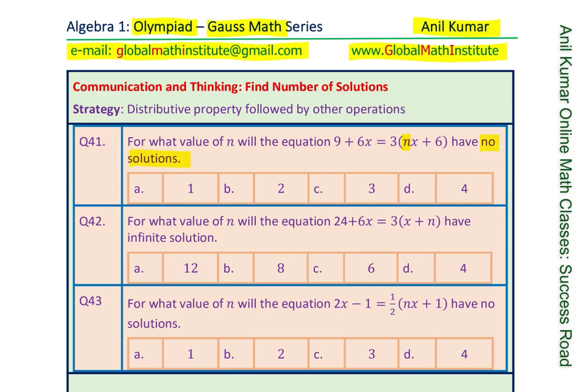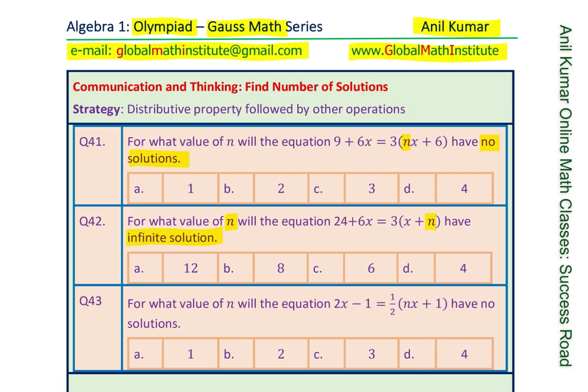You get the idea. Next question is similar. It says, for what value of n will the equation 24 plus 6x equals 3 times (x plus n) have infinite solutions? Now it is important to understand that when we are talking about equations on both sides of equality, we are actually talking about 2 different equations. Now they could intersect at one point, at no point, and at infinite points. And based on that, we have this particular question.